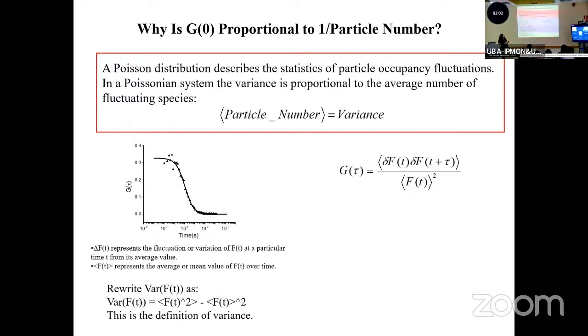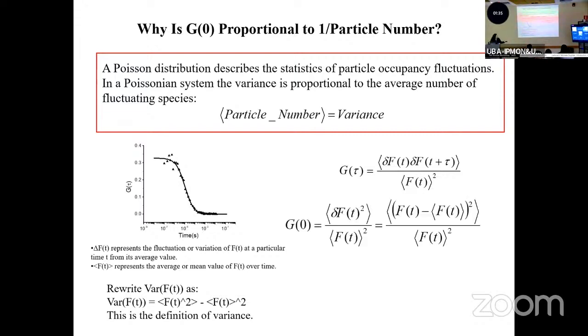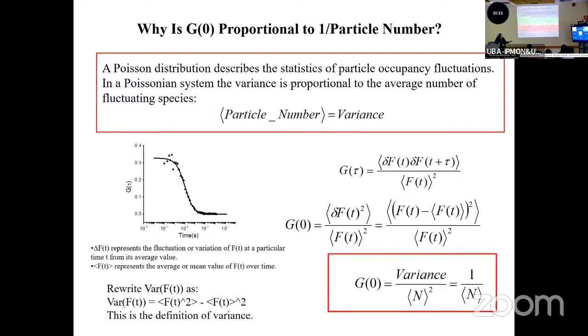So if we look at the variance of the fluctuations, it's equal to the number of particles. Right? So here we have the autocorrelation function, and we write the variance of f of t. This f of t represents the average or the mean value of f of t over time. That's fluctuations as a function of time. The variance then is equal to this equation here. And so when we calculate G of 0, it's just variance divided by N squared, which is 1 over N.